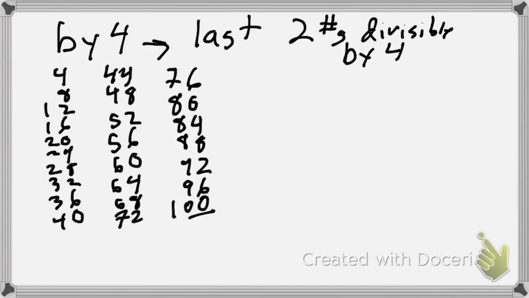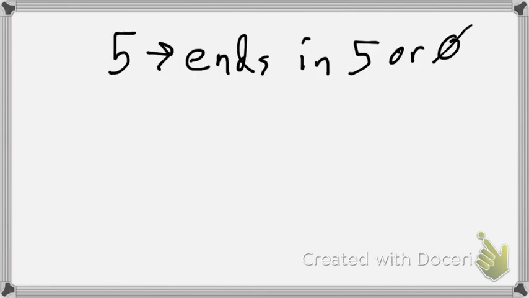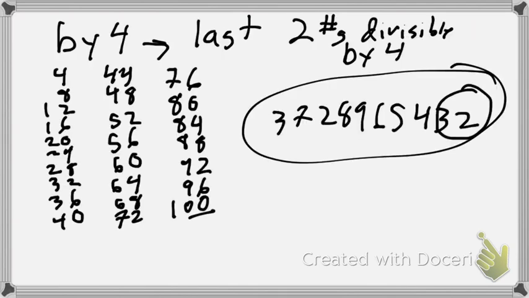So if a number, like there, ends in 32, it's divisible by 4. If it had ended in 33, well, that wouldn't be divisible by 4. Or if it ended in 30, it wouldn't be divisible by 4. So even though it's divisible by 2, because it's even, because it doesn't show up on that list, it's not divisible by 4.